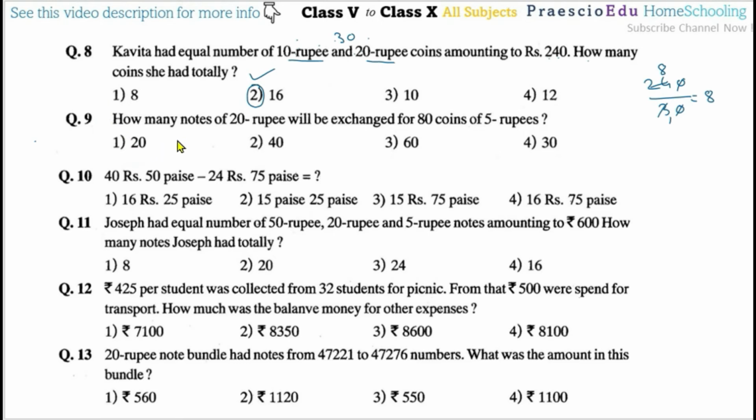Now question number 9, how many notes of 20 rupees will be exchanged for 80 coins of 5 rupees? So first we will find out the total amount. So 80 coins of 5 rupees means 80 multiplied by 5, it's 400 rupees. Okay, and we have to exchange with 20 rupees, so divided by 20, it's 20 notes that will be exchanged for these 80 coins of 5 rupees.